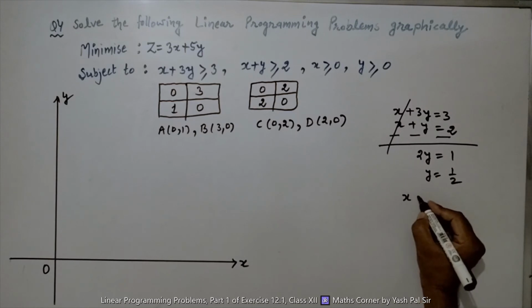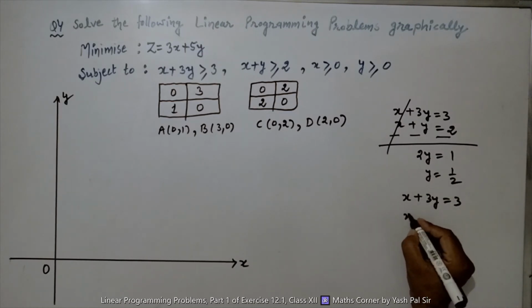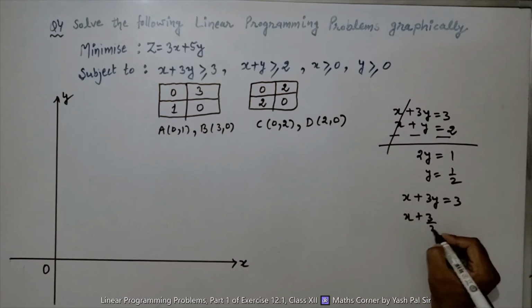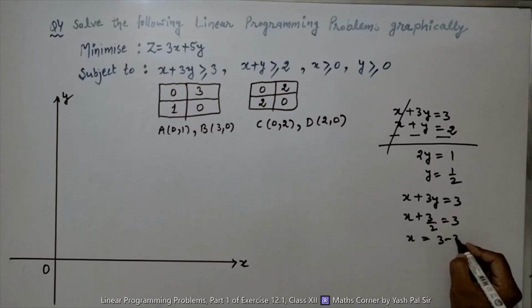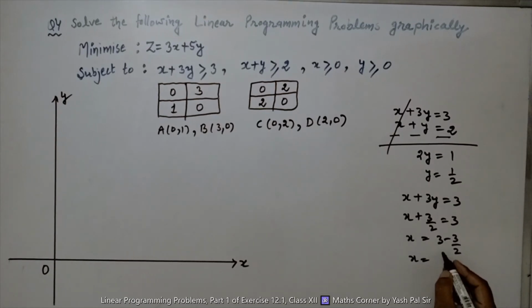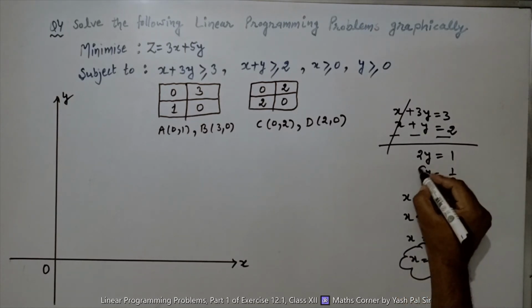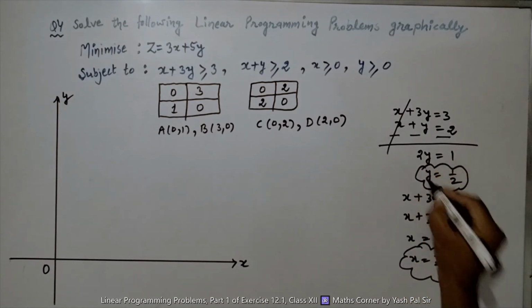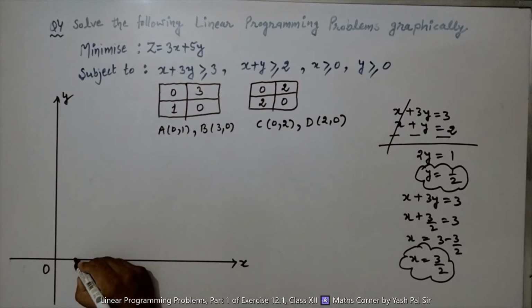Substituting y is equal to 1 upon 2 in any one. Suppose first one, x plus 3y is equal to 3. That means x plus 3 by 2 is equal to 3. So x is equal to 3 minus 3 by 2. So x is equal to 3 into 2, 6, 6 minus 3, 3 by 2. So x is 3 by 2, y is 1 by 2, right?